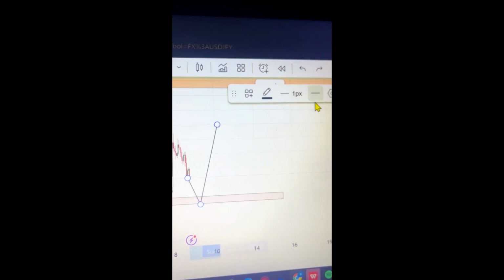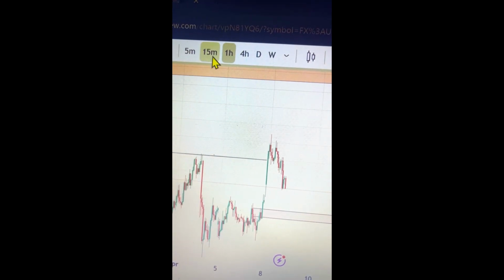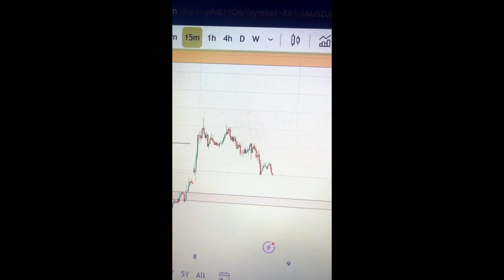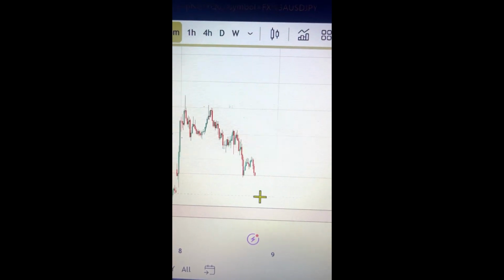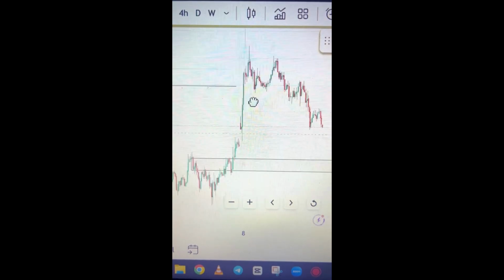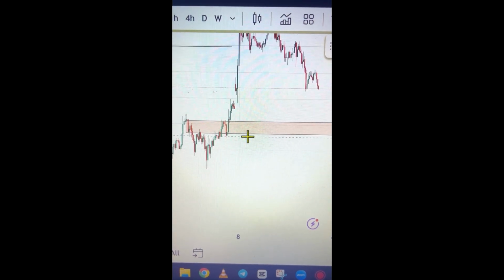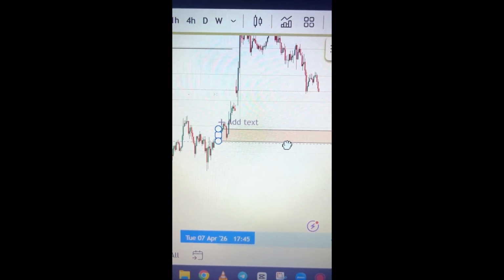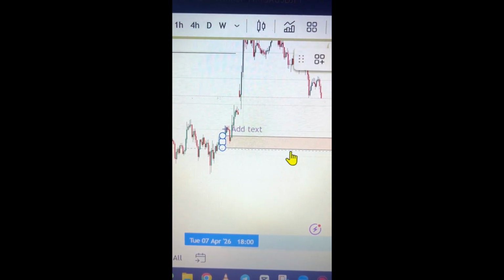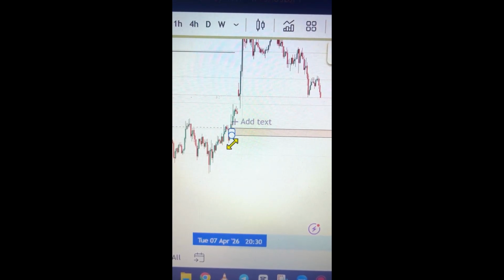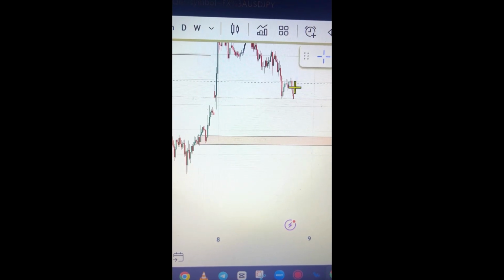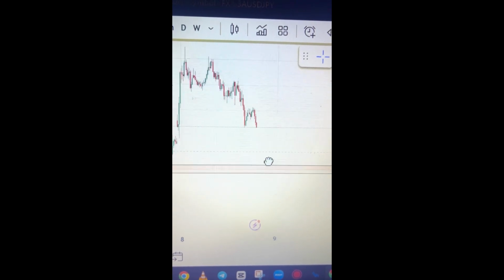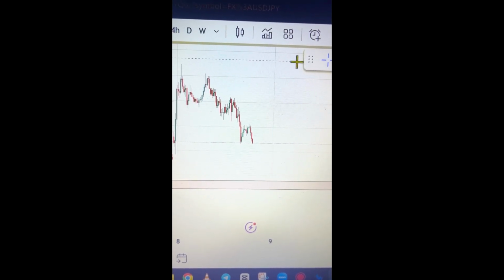So guys, if you want to enter the trade, you have to go to a lower time frame like 15 minutes to refine your entry. Now if you come to this area, you're going to see the demand zone is around this area. All right, this is a refined entry. So I'll just wait for the market to come back to this area, and we buy to the upside.